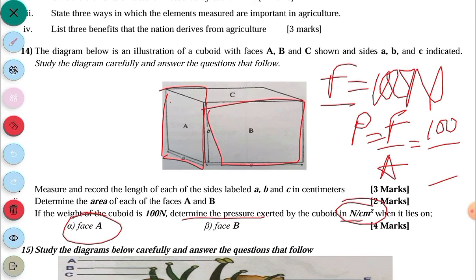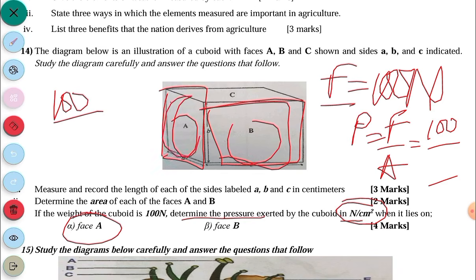Then for B as well, the force, which is 100 Newton, over the area that you got. Definitely the area of B is going to be bigger than A. And so you expect that the pressure exerted by the surface A should be greater than B.